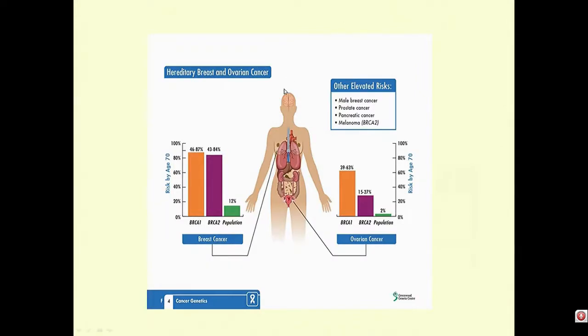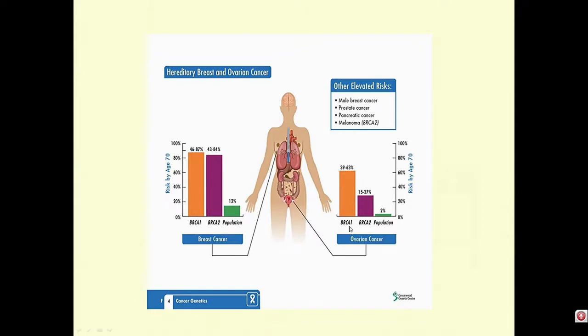This graph shows some of the cancer risks associated with BRCA1 and 2 mutations. On the left, we see breast cancer risk for patients who carry either a BRCA1 or 2 mutation is on the order of approximately 70% lifetime risk. That compares to the population risk of about 12%.